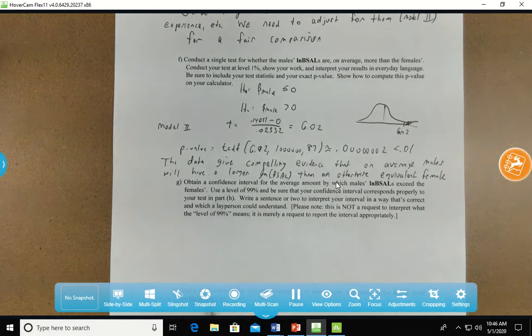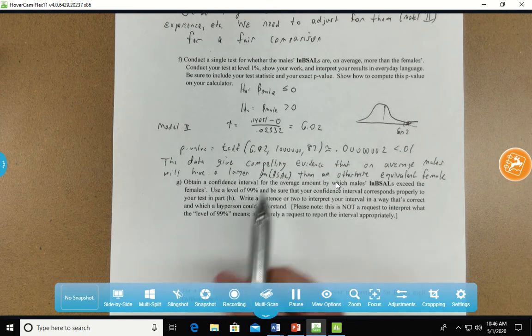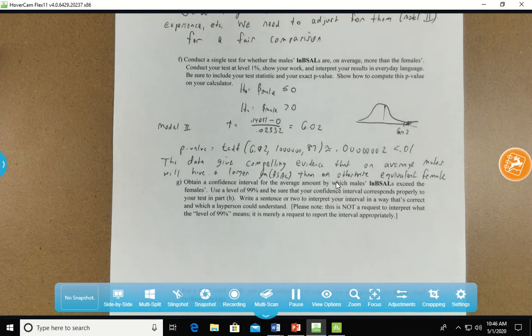Okay. So there is a main effect due to gender. Now let's go ahead and obtain a confidence interval for the average amount by which the male's bank salary logarithm exceeds the female's, the test in part H, and write a sentence or two to properly interpret your interval in a way that a layperson can understand.